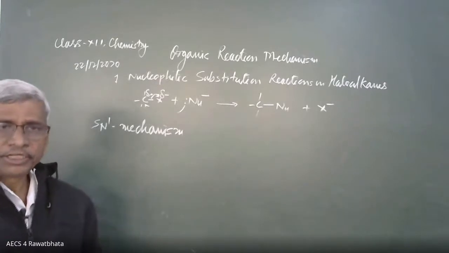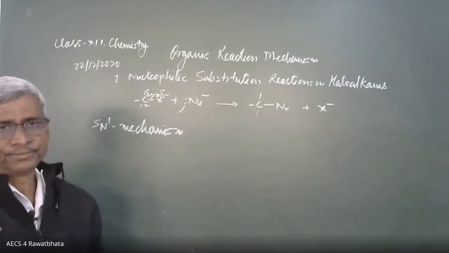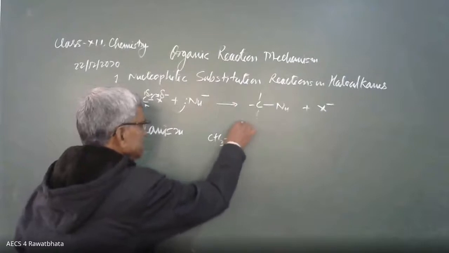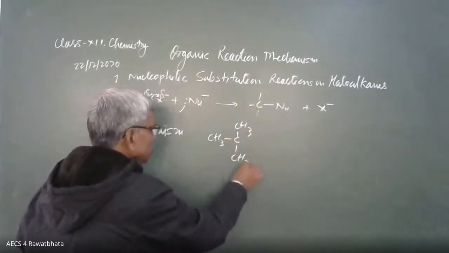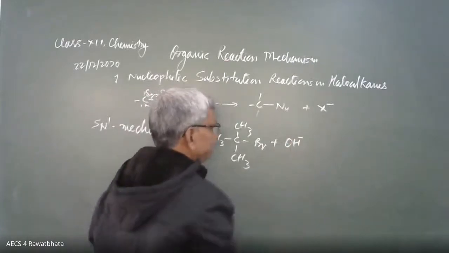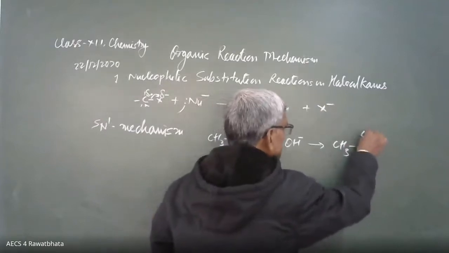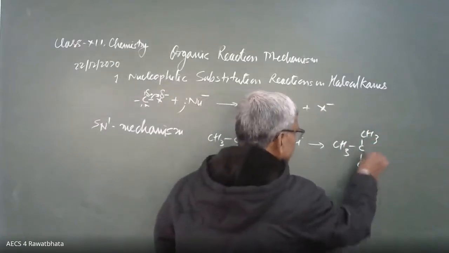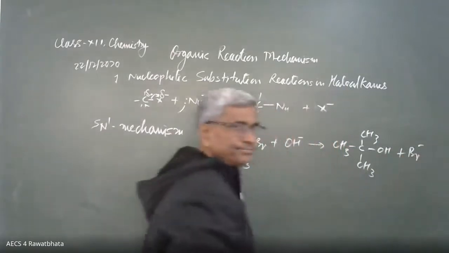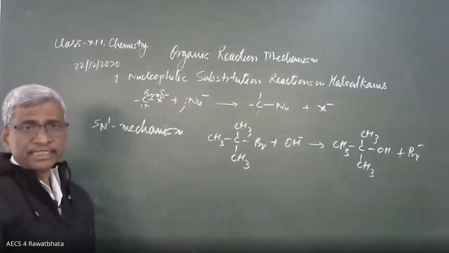SN1 mechanism proceeds through an intermediate. Therefore, 3 degree haloalkanes follow the SN1 mechanism preferentially, like this: CH3, here C, here CH3, here CH3, Br, going to combine with OH minus. It forms CH3, C, CH3, here CH3, and here is OH plus Br minus. This is the reaction.